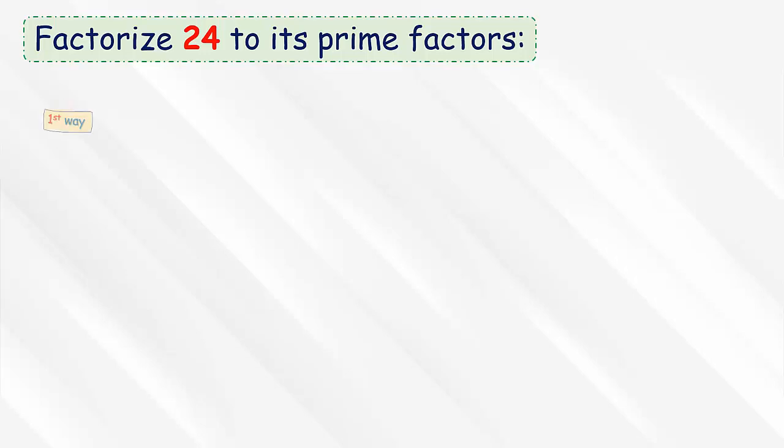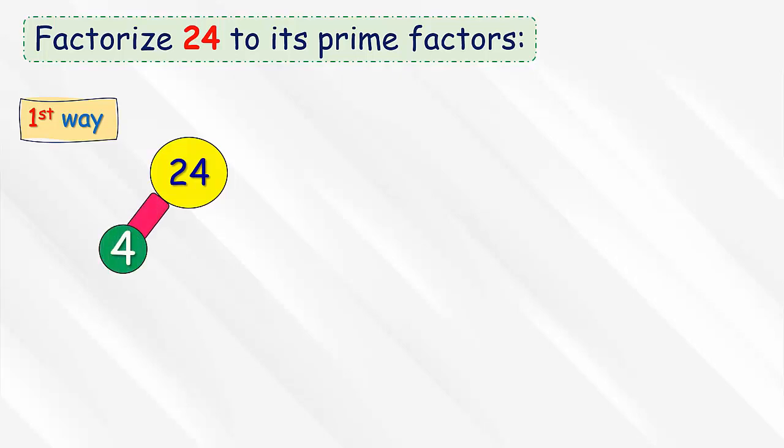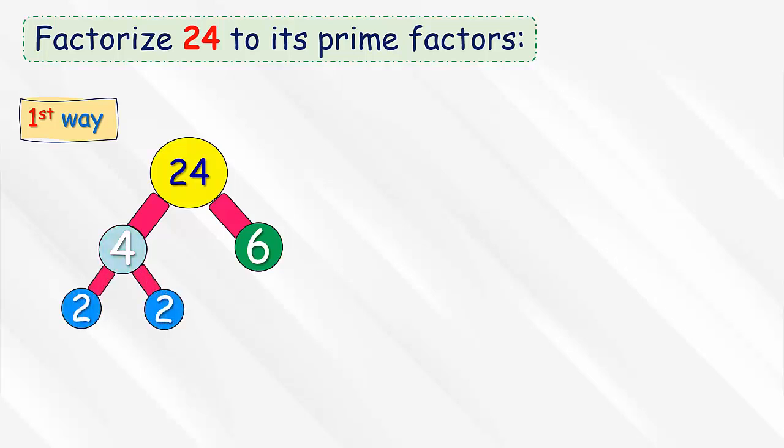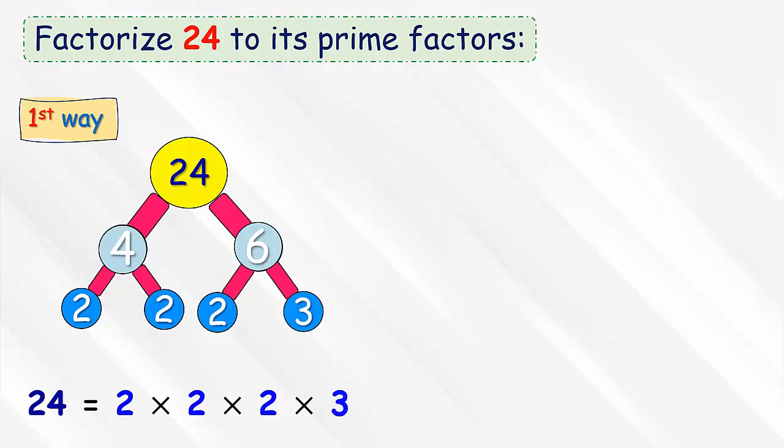We will start with the first method, which is the tree method, and we start by writing the number 24. Then we search for two numbers whose product is 24. For example, 4 times 6. Then we rewrite the number 4 as the product of 2 times 2, and we also rewrite the number 6 as the product of 2 times 3, because both numbers 4 and 6 are not prime numbers. Now we find that 2, 2, 2, and 3 are all prime numbers, and therefore the factorization of the number 24 into its prime factors is 2 times 2 times 2 times 3.